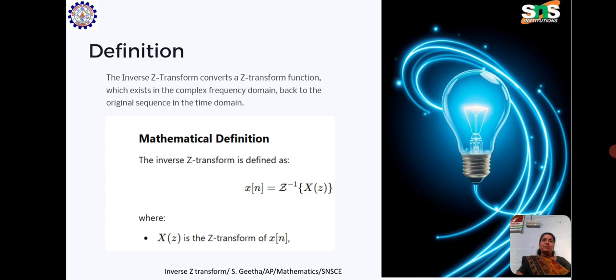Its mathematical definition: the inverse Z transform is defined as x of n is equal to Z inverse of x of z, where x of z is the Z transform of x of n.